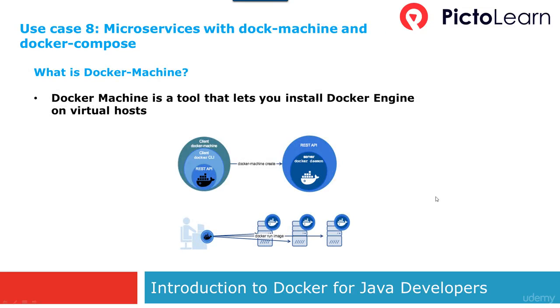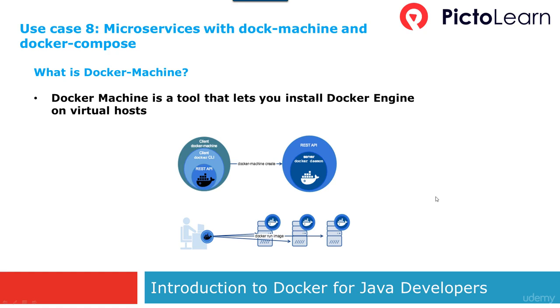Now let's take a look at what a Docker Machine is. Docker Machine is a tool that lets you install Docker engine on virtual hosts. So basically what you're going to be doing is you're going to be running virtual machines on your current computer, be it the PC or the Mac, and then you will have Docker engine installed within those machines. So pictorially you can represent this by whatever you see on the slide.